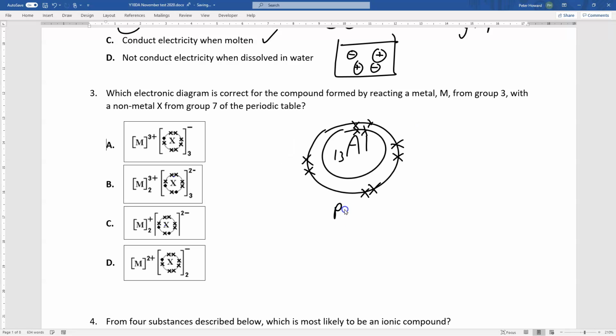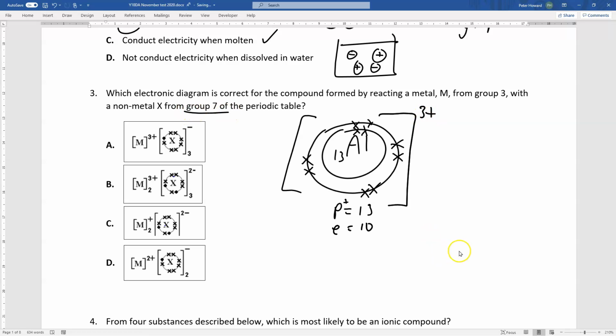So we now need to think about what the charge is. It's still got 13 positive protons. In terms of electrons, it's got 10 electrons, 2 in the first shell, 8 in the second shell. So what's it got more of? It's got more positive protons. It's got 3 more positive protons than it has electrons, so the charge is going to be 3+.